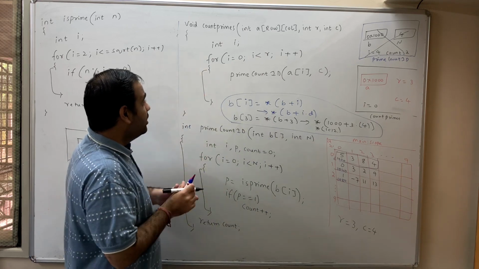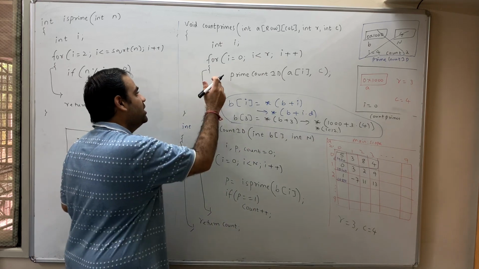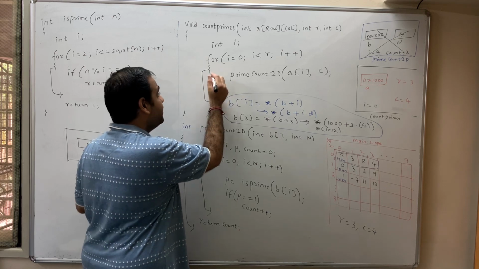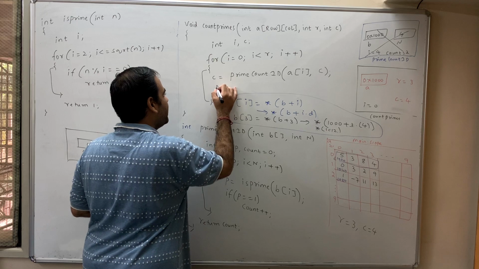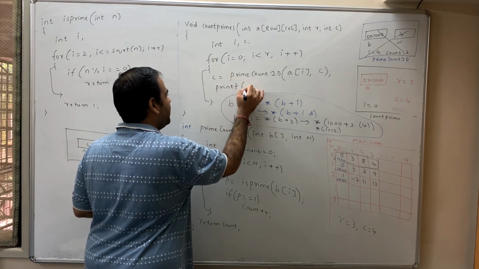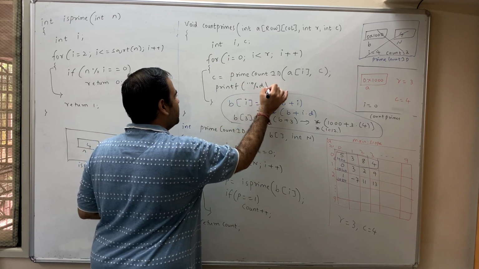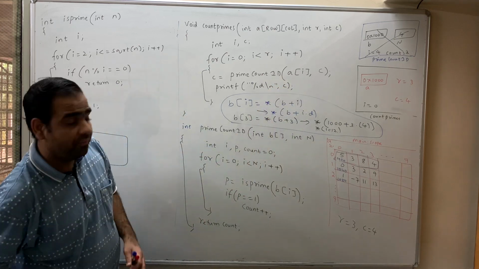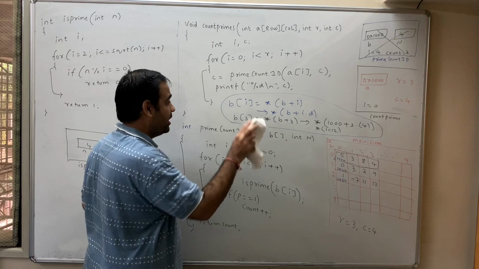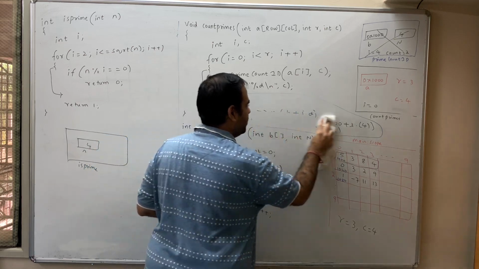It will return 2. Now it is my responsibility to store the answer in some variable here. Let me store it in some variable called c. And what do I write here? I say printf %d \n comma c, where 2 will be printed. You may pause the video here and do all the rough work, whatever you need.